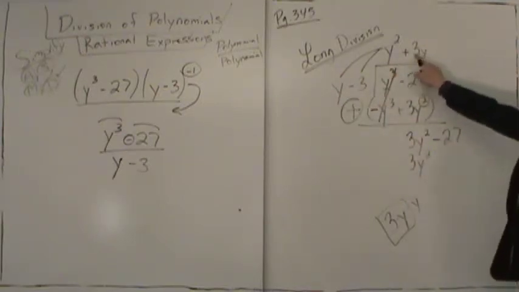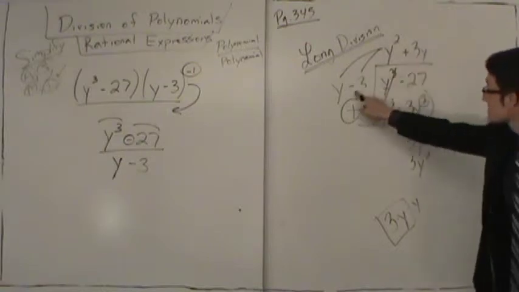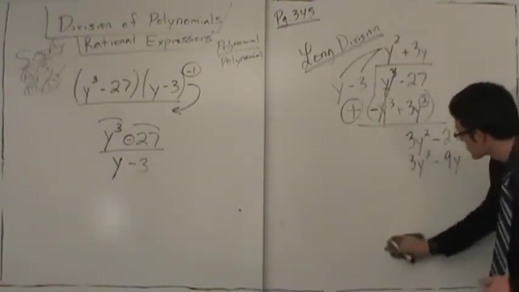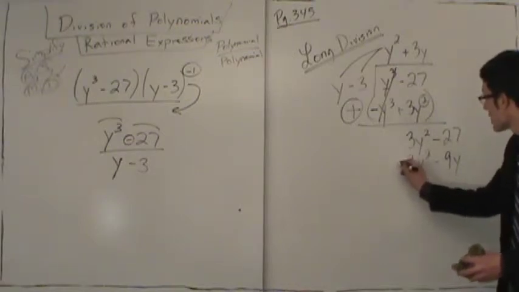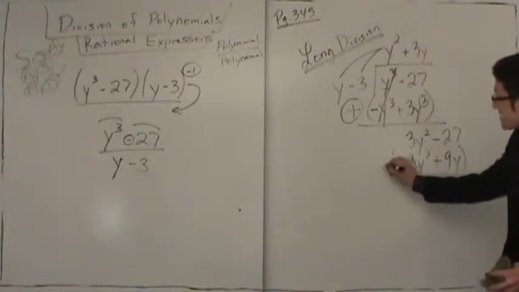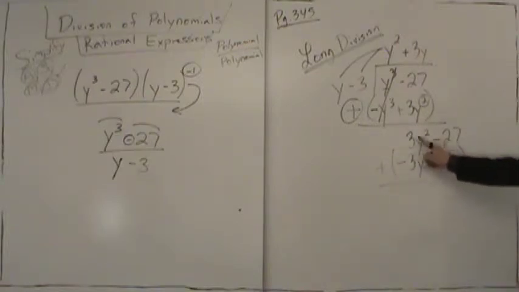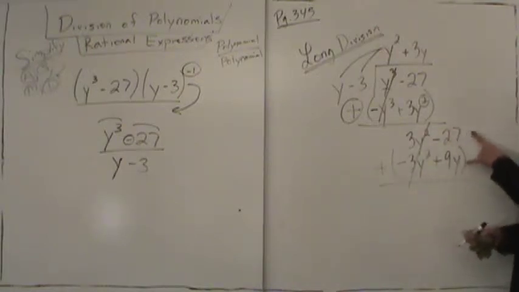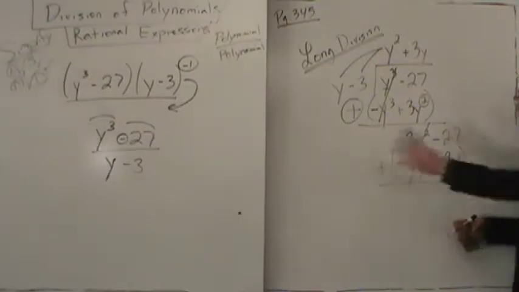And now take the 3y and multiply by the negative 3. 3y times negative 3 is what? Negative 9y. Now, we don't like to subtract. We like to add. So we're going to change the signs. Change the signs and add instead. Okay, so 3y squared minus 3y squared, or plus negative 3y squared, cancel out, giving 0. Negative 27 plus 9y. Question, do these combine? No, they do not.